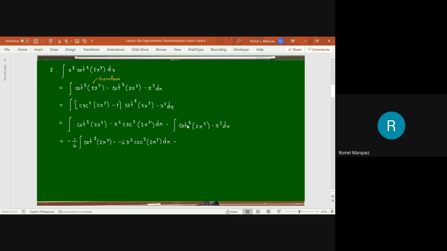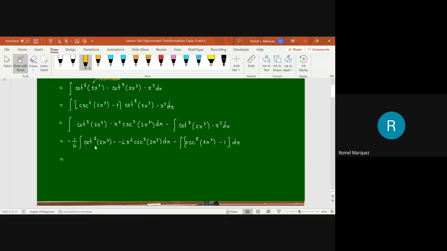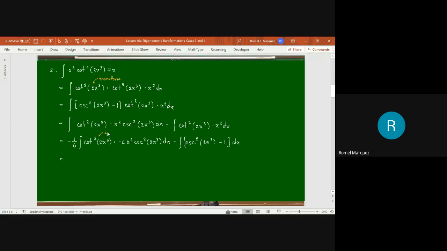Minus, this again satisfies case 3, cotangent to the n. So actually, it is ready for transformation. That is cosecant squared 2x cubed minus 1 dx. Okay? So again, this is u to the n, this is u to the n, this is our du.